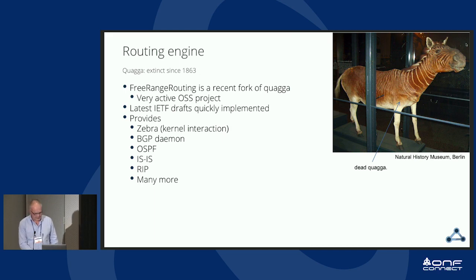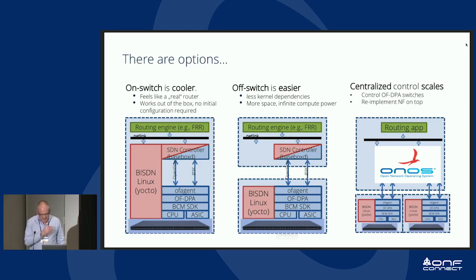So now we have FRR, and you have options now. You can run FRR on the box. It's talking to netlink. There's this Basebox D controller that speaks OpenFlow to the OF agent that configures your ASIC, and all of that in one box. That's on the left side.